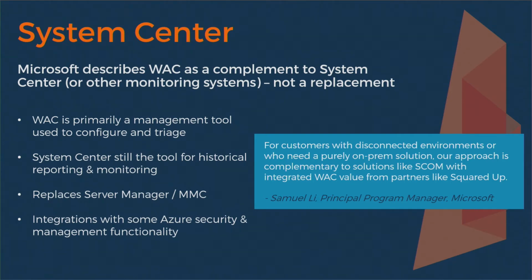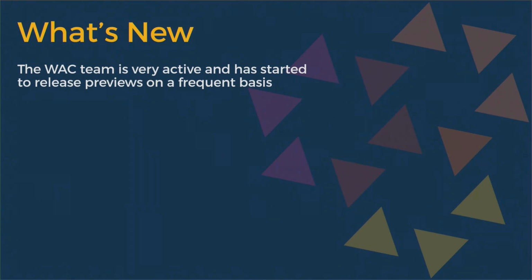Great. Okay, so that's what there is today. Now I thought we'd talk about what's new, because you may have looked at WAC when it shipped at Ignite, along with Windows Server 2019. And certainly I think Microsoft are building it into that kind of release stream, because whenever there's a new technical preview of Windows Server, there's typically also one of WAC as well. So they're building the management tools at the same time as they're building the actual thing you manage with it. The WAC team is actually very active, and they've started to release previews on a pretty frequent basis.